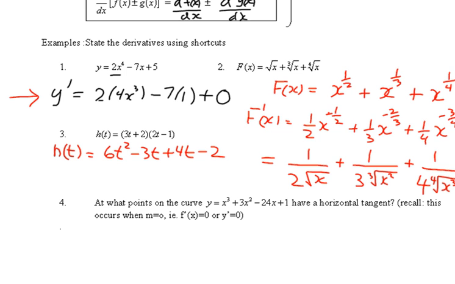Did I FOIL correctly? Check my work. 3t plus 2 multiplied by 2t minus 1. Did I get all the products right? Okay. Which two terms can be combined? Middle.